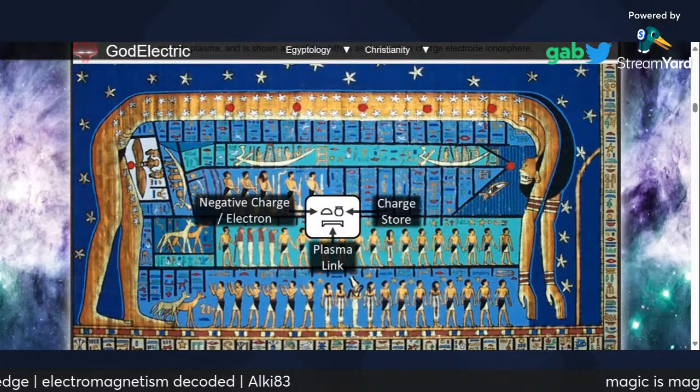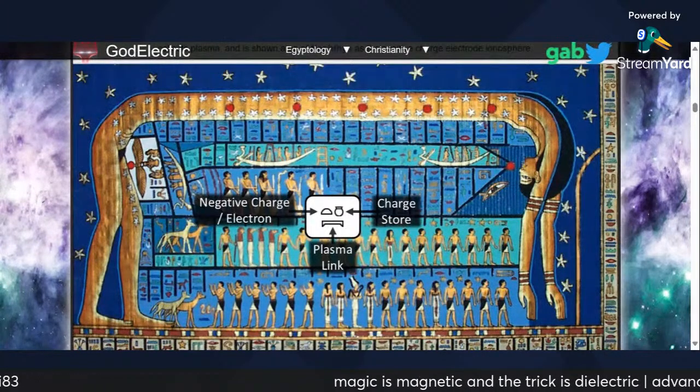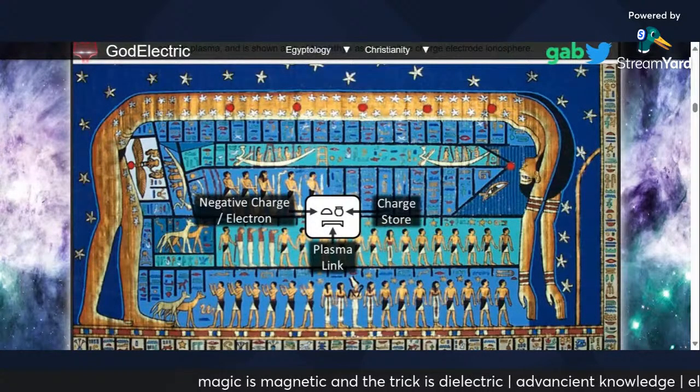In an electric galaxy, stars are positive charged anodes. Current flows inwardly to the center of a galaxy along its spiral arms, and this is shown by Nut's arched body.